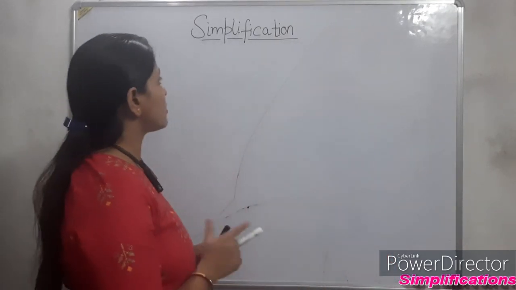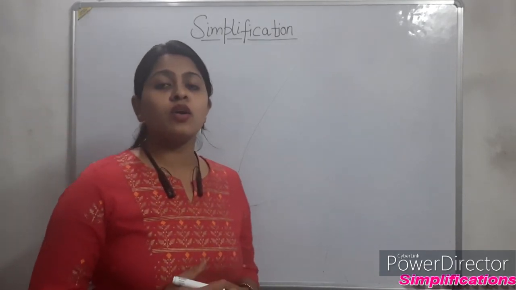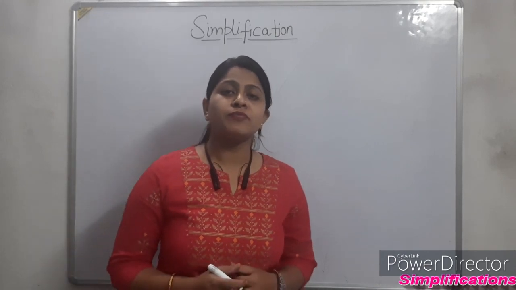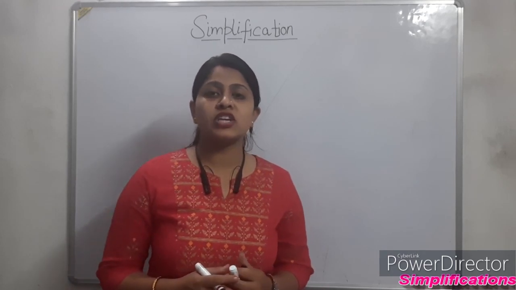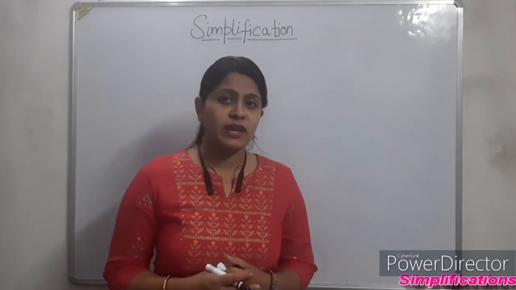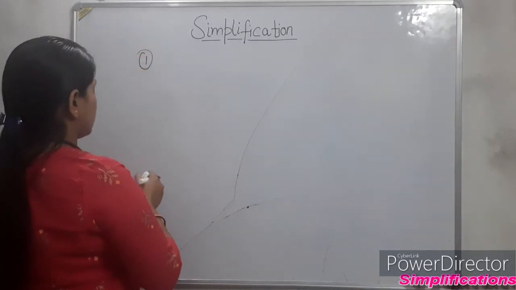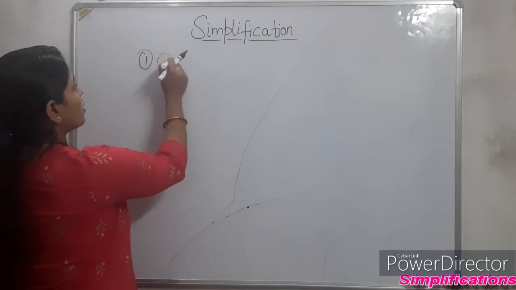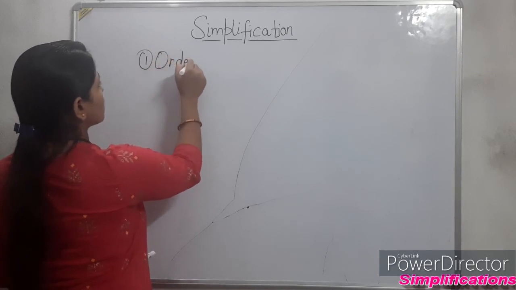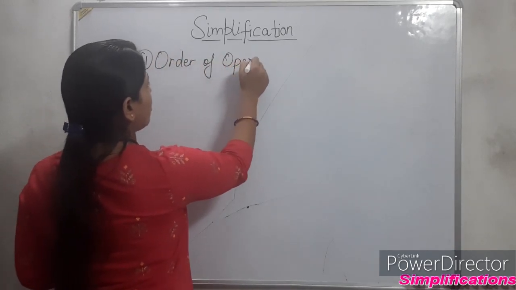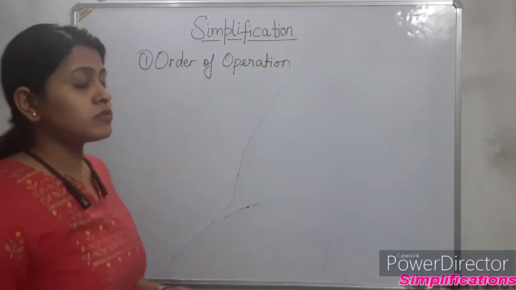The first rule is that we have to follow the order of operation in mathematics. In any mathematical expression, in any question of simplification, the order of operation is very important. So what is the order of operation? What do we mean by this term?